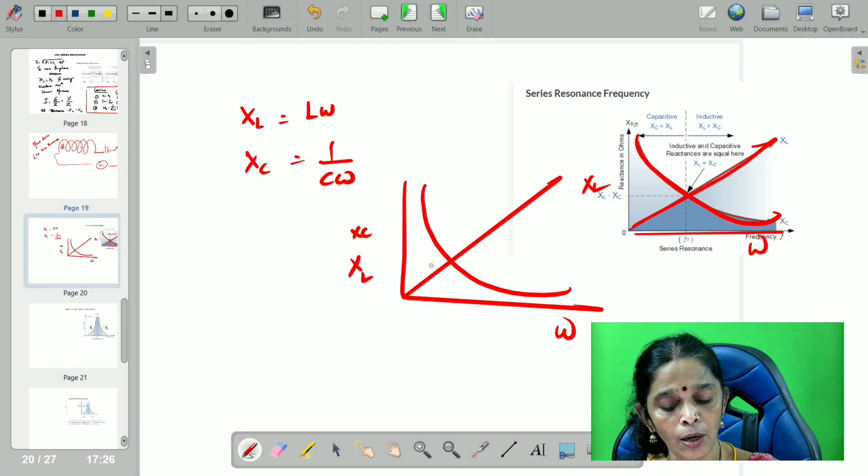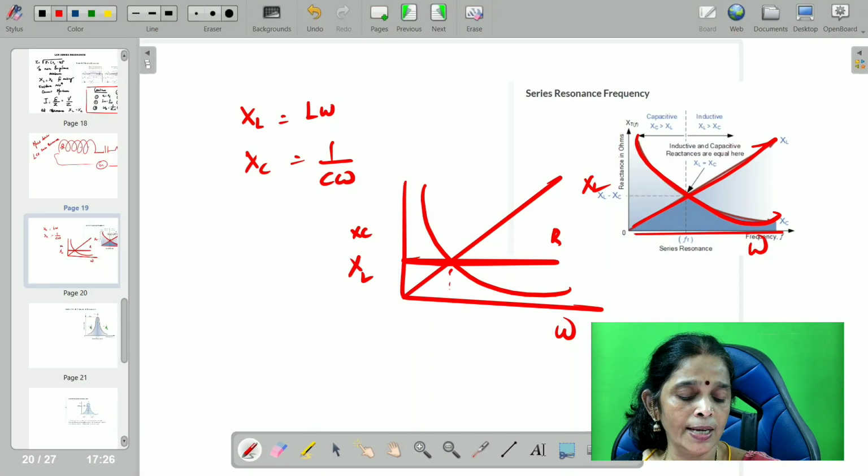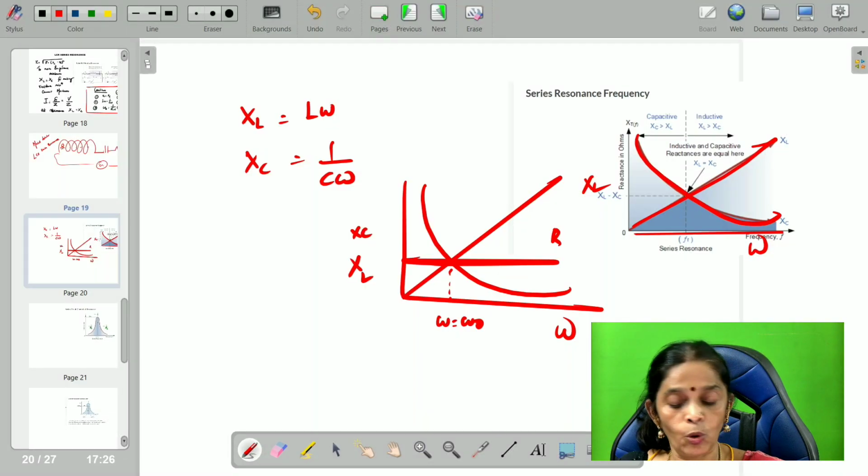So R is going to remain constant. This is R. At omega equal to omega naught, R is maximum and XL minus XC is equal to 0. So therefore, I am drawing it like that. Hope you understand this.